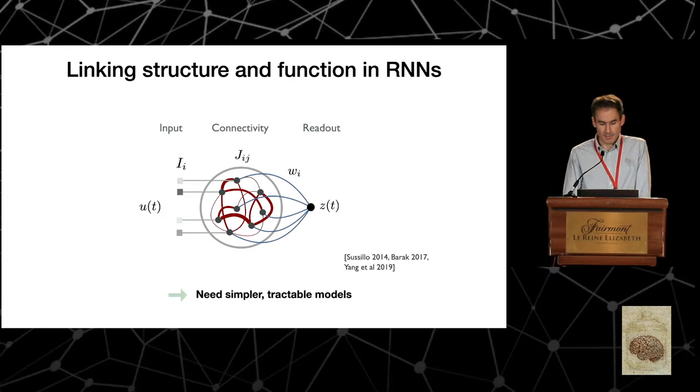Now, I told you that RNNs are great systems because we have full access to connectivity and activity, but they're still very, very hard to understand because these are high-dimensional, nonlinear dynamical systems, and we simply don't have the mathematical tools to fully understand what they're doing. So what we need are simplified models that are easier to understand, but still rich enough to implement a large range of tasks and mechanisms.